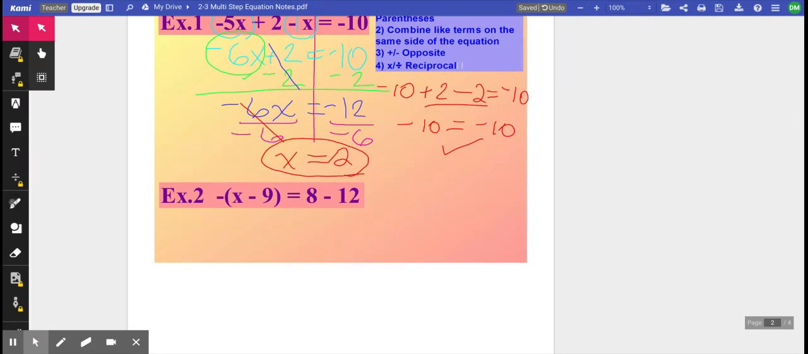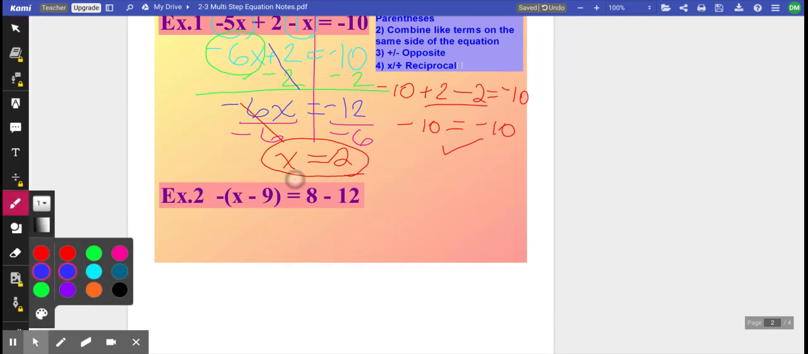For example number 2, on the left side of the equation, you can see that there is a negative. So I'm going to plug in a negative 1, and I'm going to distribute and give that out. I cannot do the inside of the parentheses because they're not like terms. You can't do x minus 9. So we're going to multiply negative 1 times x, negative 1x. And then here, be careful. It's a negative 1 times a negative 9. A negative times a negative is a positive.